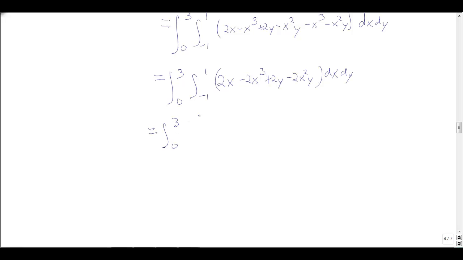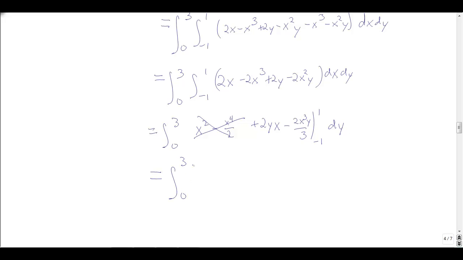what's going to happen? I'm going to get, let's see, 2x will integrate to x squared. When you plug in a 1 and then subtract a -1, because that's an even exponent, that's going to be something minus itself. That's going to go to 0. This next one is going to be x to the 4th over 2, so 2 over 4. That's also going to go to 0. So these two you don't really need to worry about because of that. And then I'll get a 2yx minus 2x cubed y over 3. And then x goes from -1 to 1, dy.